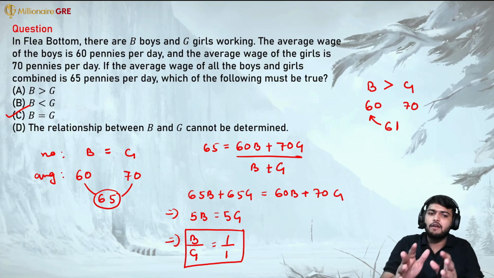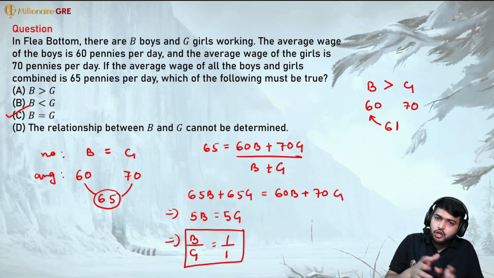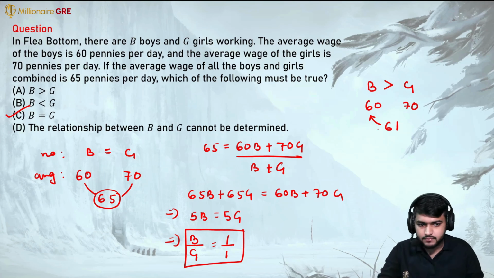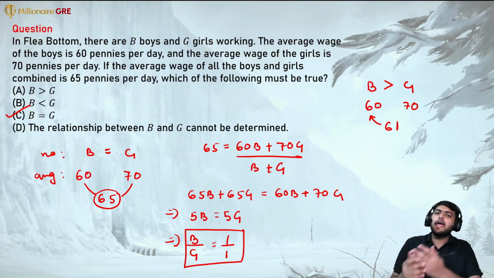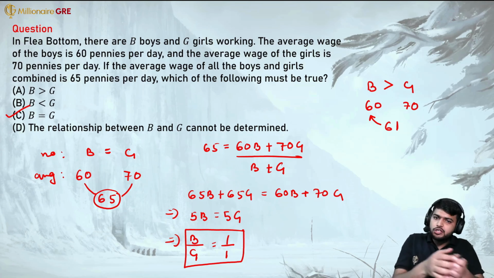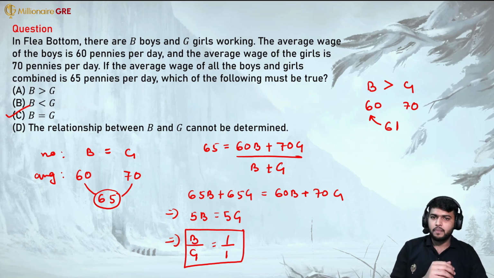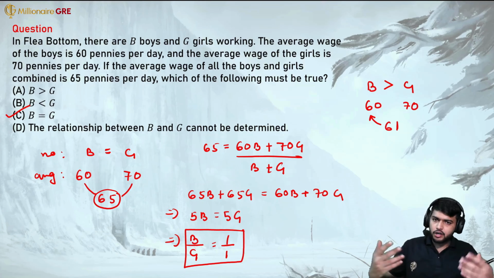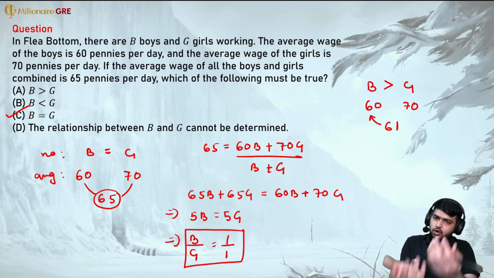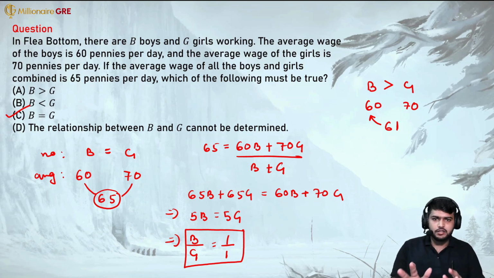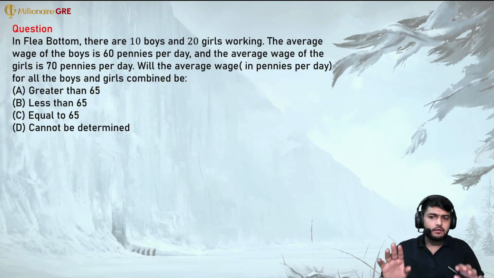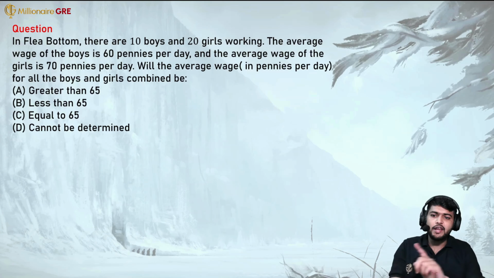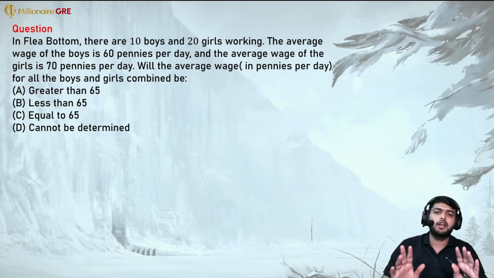To whichever group's average the weighted average is closer, that group has more terms. Or you can flip this statement and say the group which has more terms has weighted average closer to the average of that group. Now using this property, solve this. Do not do any calculation, just by looking at it try to figure out the answer.